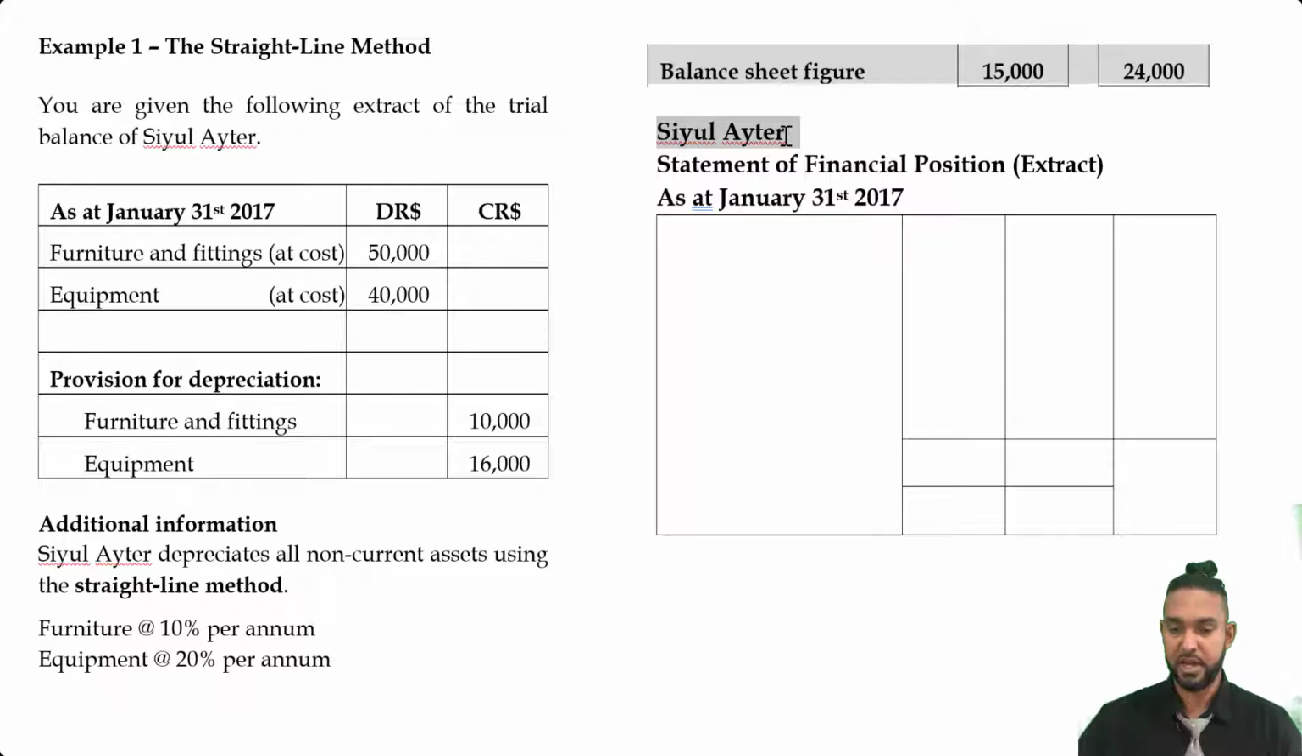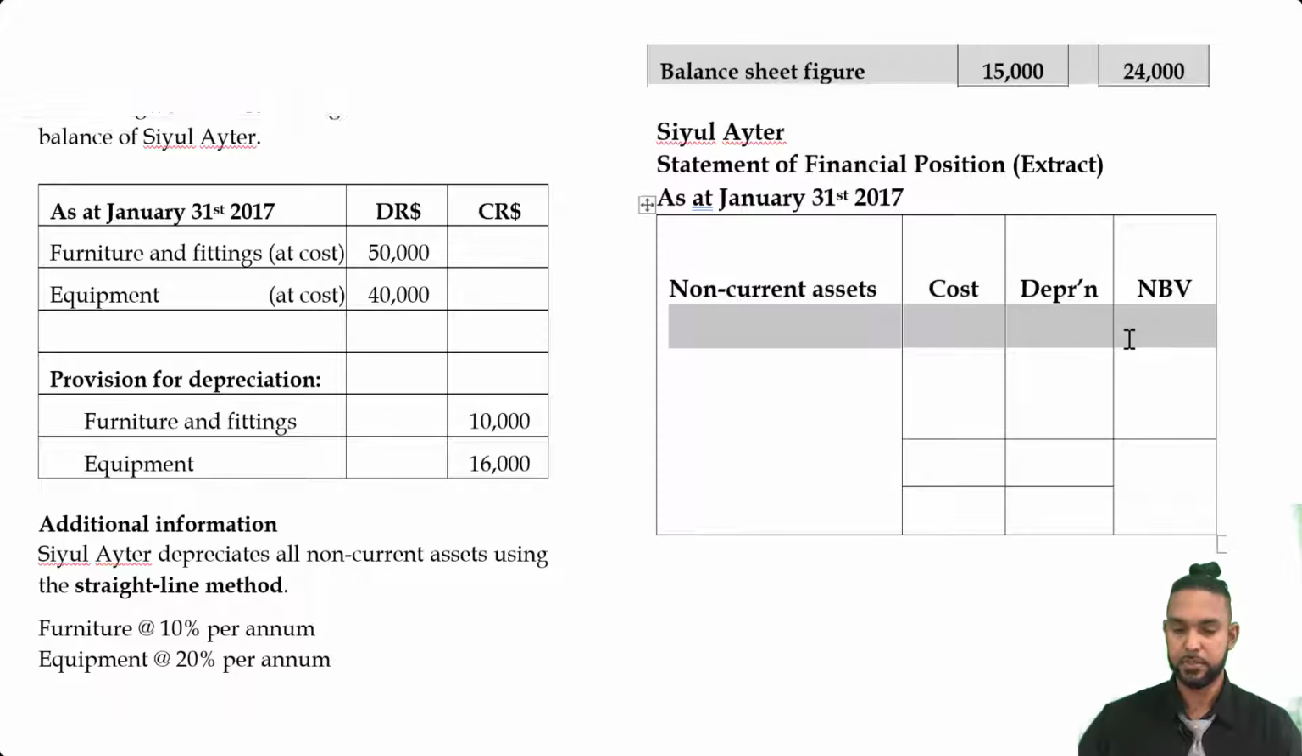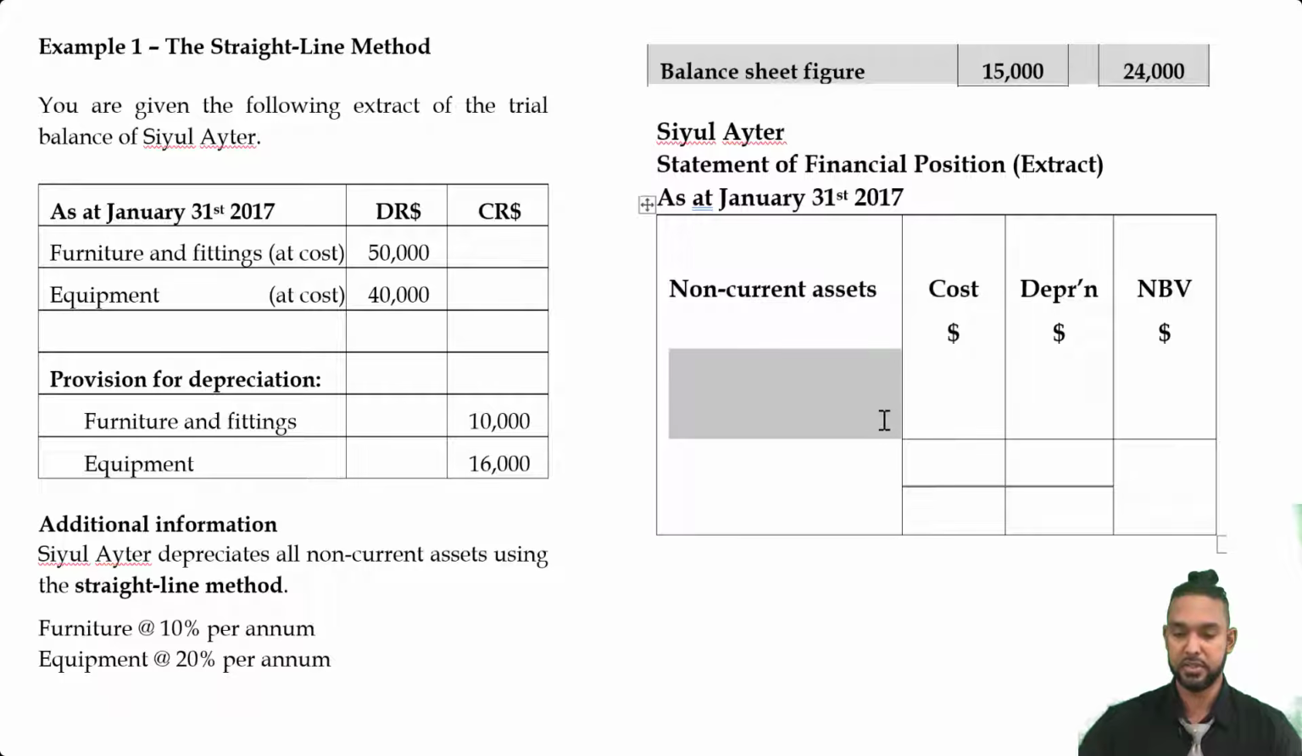So we have our balance sheet extract. So head up your extract properly. Statement of financial position extract as at Jan 31st, 2017. Now, we need to put some headings here. So we are in the non-current assets section of the balance sheet. Right? Let's put some dollar signs there. Okay. So we have two assets to deal with, furniture and fittings and the equipment.